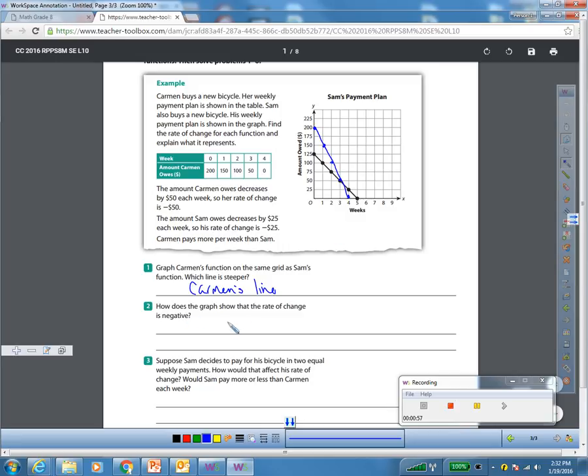If you look at question 2, how does the graph show the rate of change is negative? So it shows that the rate of change is negative because both of these lines are decreasing. So as the weeks increase, the amount owed is decreasing, and you'd want to explain that there. So you could say that both lines decrease, because, I'm going to abbreviate here, the amount of money owed decreases.